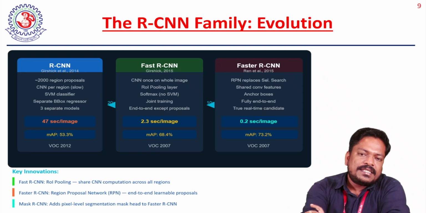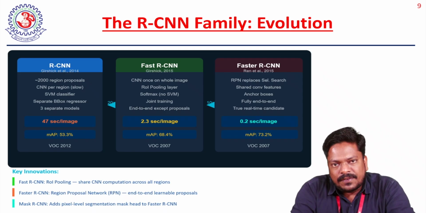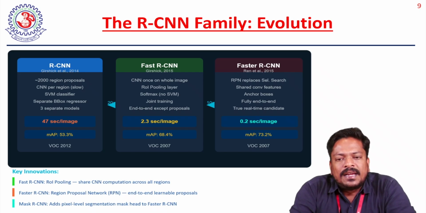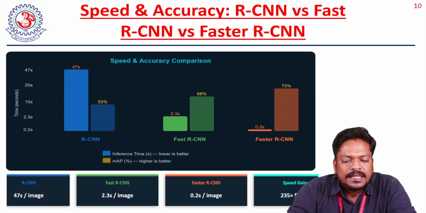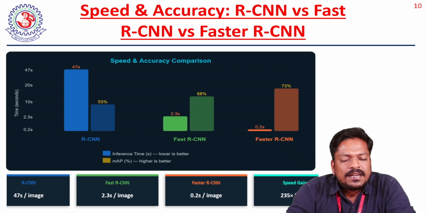Faster RCNN is the basic model, and nowadays we are using the YOLO model. The YOLO model is developed from this faster RCNN. For speed and accuracy, just see the comparison. I already told that the time taken to detect for a given image for inference: RCNN takes 47 seconds, fast RCNN 2.3 seconds, faster RCNN 0.2 seconds. The accuracy is 73 percent here, 68 percent here, and 53 percent.